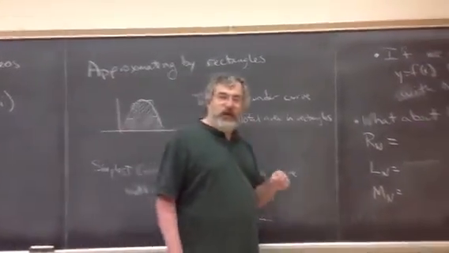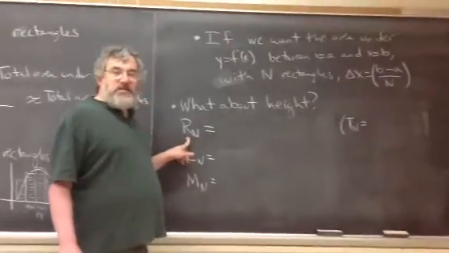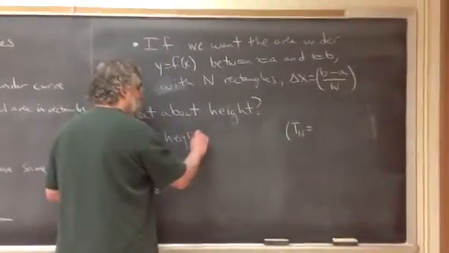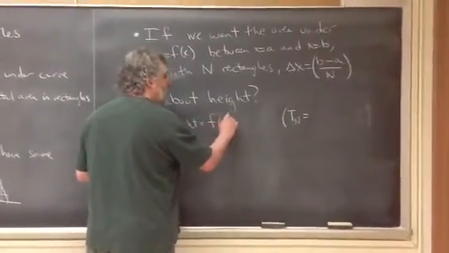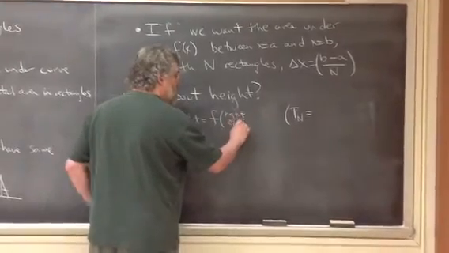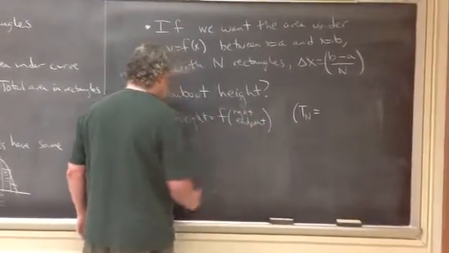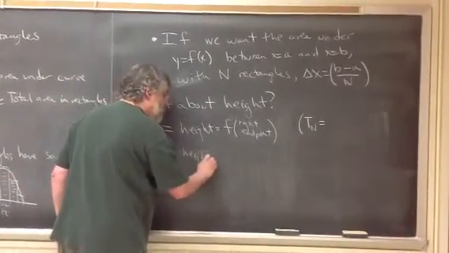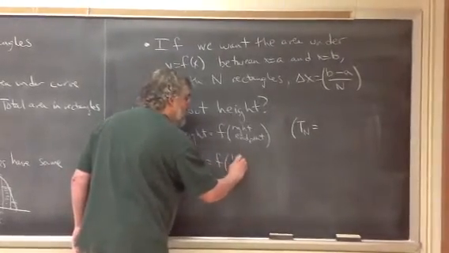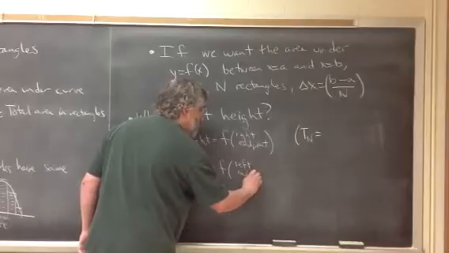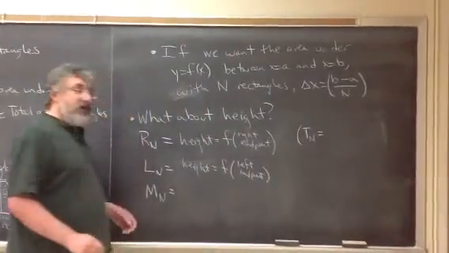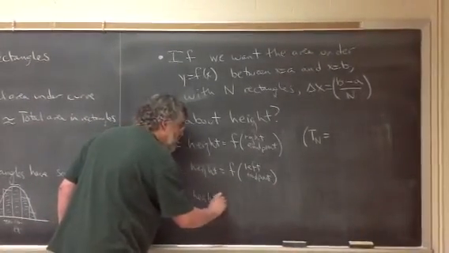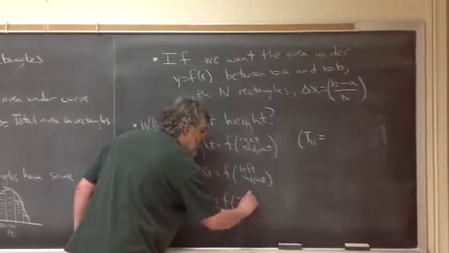Actually, I'm going to show 3 different ways. Rn is determining the height from f at the right endpoint of each of the rectangles. Ln, maybe you can see the pattern here. L for the height's going to be equal to f at the left endpoint. Mn, M is for the middle. The height's going to be determined at the middle point.